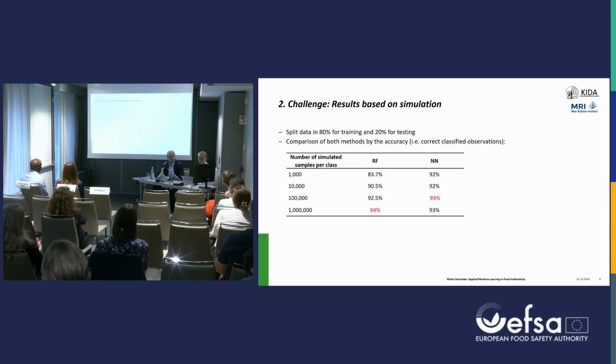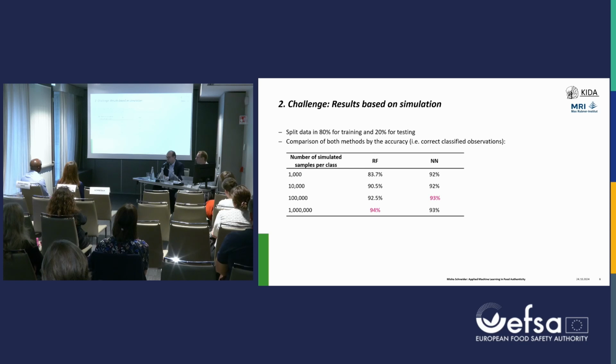As the others said before, we split our data. We have 80% for training and 20% for testing. And then we compared both methods, how they perform in this specific case. We use therefore the accuracy, that's the percentage of how many observations were correctly classified. And yes, again, you see in the first column the number of observations, then the results of the random forest, and then of the neural network.